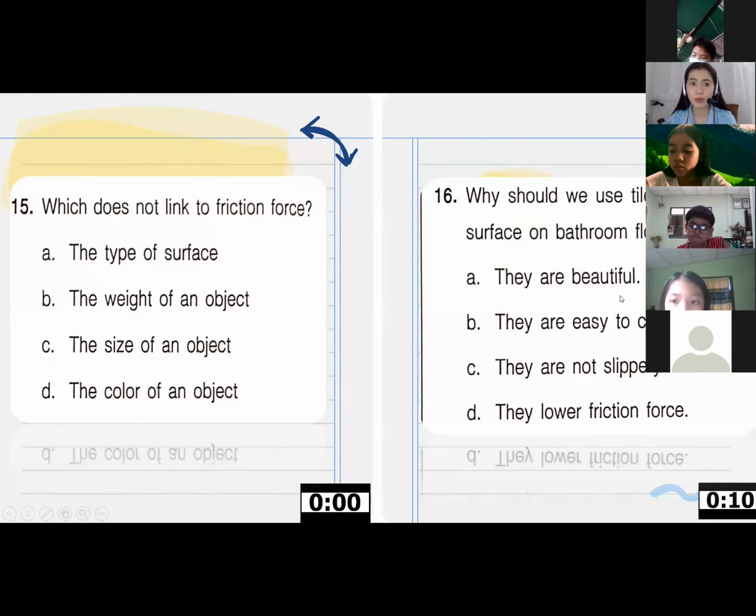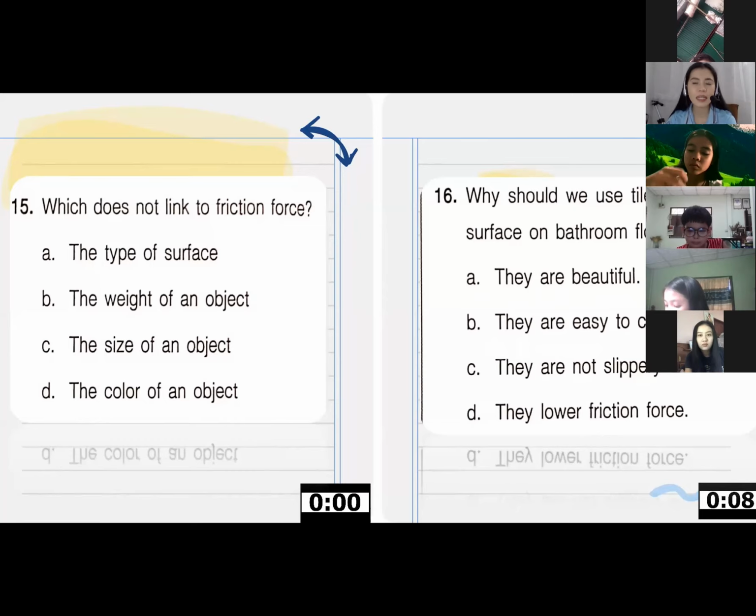A. They are beautiful. B. They are easy to clean. C. They are not slippery when wet. Or D. They lower friction force. A, B, C, or D. Circle your answer now. Anyway, what is slippery in Thai? Slippery. Okay, finished?